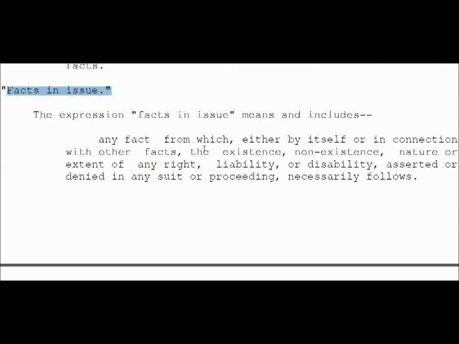Facts in issue are those issues which are in fact to be decided by the court, as it says: any fact in connection with the other fact, the existence or non-existence, nature, extent, liability or disability asserted or denied in a suit or proceeding necessarily follows. In simple language, when the liability or right in a suit is asserted or denied, it is a fact in issue.